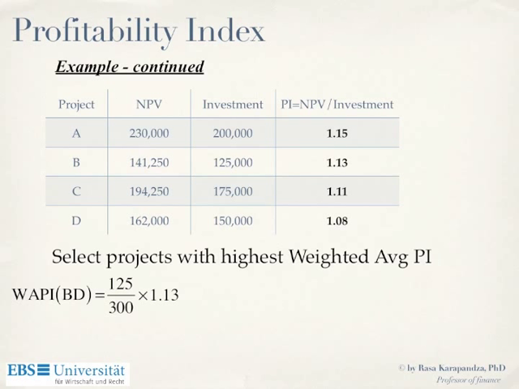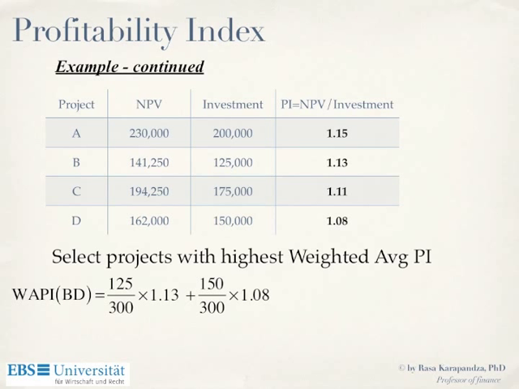It's not just an average number. It will not be 1.13 plus 1.08 divided by 2. You have to weight them with the proportion of the money that you invest in each of them. So in project B, you invest 125 over 300 of the total 300,000 that you have, times the profitability index of project B. Plus in project D, you invest 150,000. This is basically 1/2 of your total budget. So 1/2 times 1.08, which is the profitability index of project D.